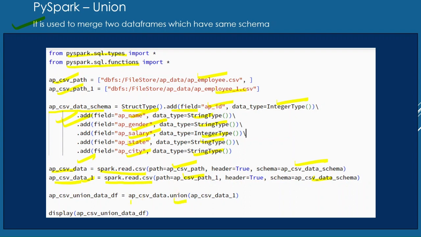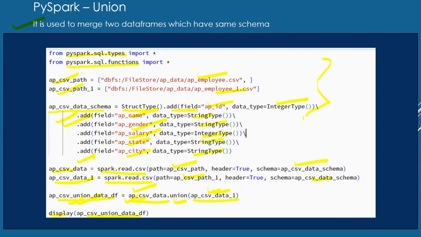Once these two data frames get created, then with the help of union, in one of the data frames we need to call this union function, and in the union function we pass as the parameter the second data frame which we want to merge with this data frame. When the union has completed, the result is stored in this data frame. So both data frames have been merged into a single data frame. With the help of the display function, we are displaying the data frame.